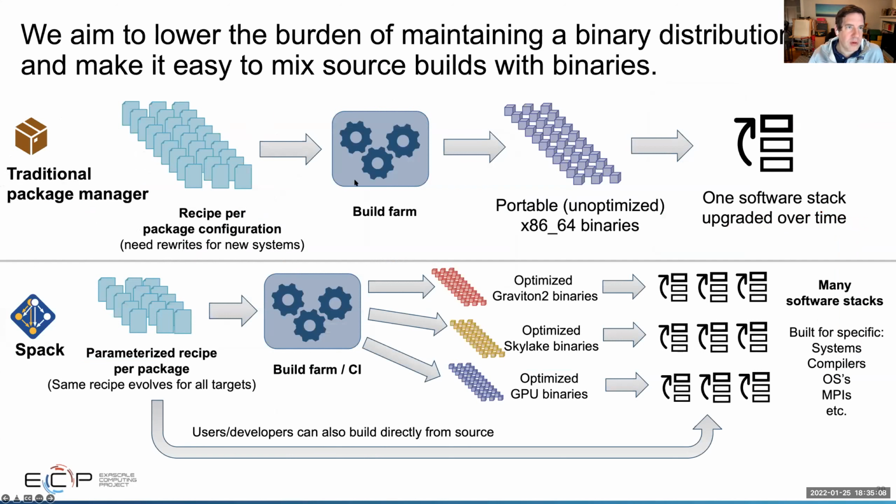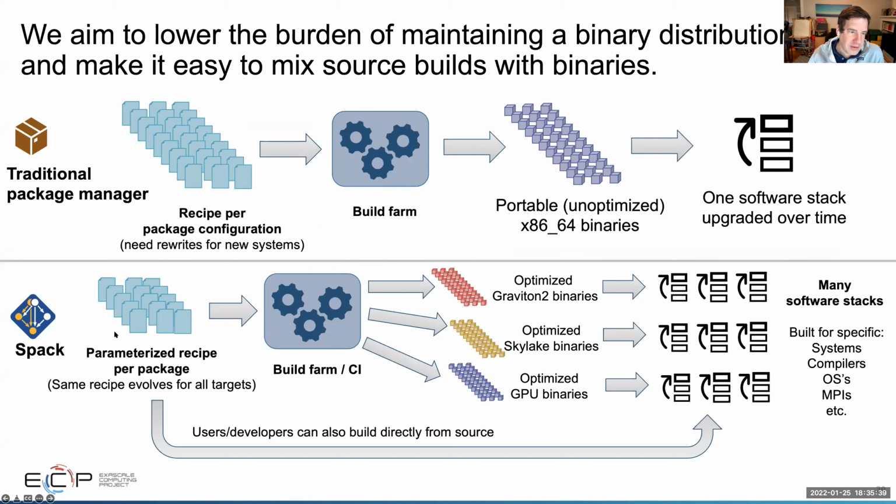Okay, so what we're really going for is lowering the burden of maintaining heterogeneous binaries for lots of different systems. If you think of a traditional package manager with sort of a recipe per configuration, like EasyBuild with easyconfigs, you go into the build farm and get a one-to-one relationship of these binaries. Although EasyBuild binaries are obviously optimized, there's a one-to-one relationship between binaries and configurations. And you get a software stack that gets upgraded over time. And this is not like EasyBuild, this is more of a traditional package manager.